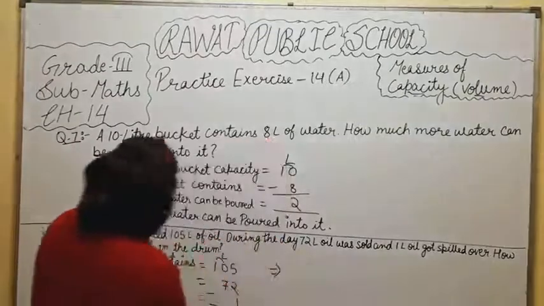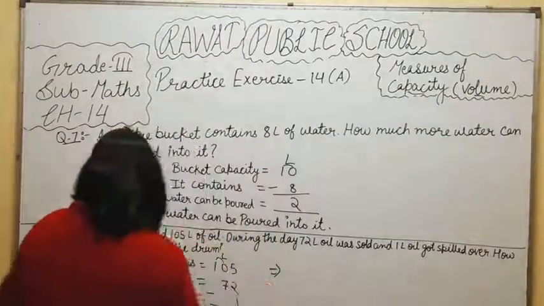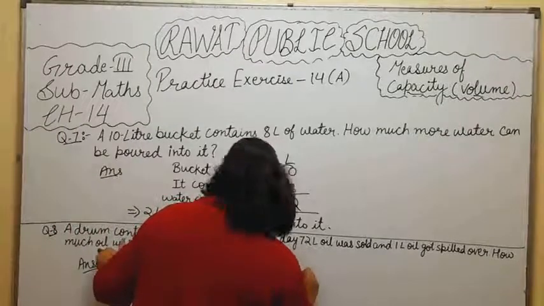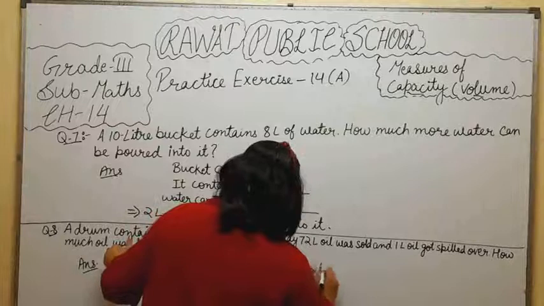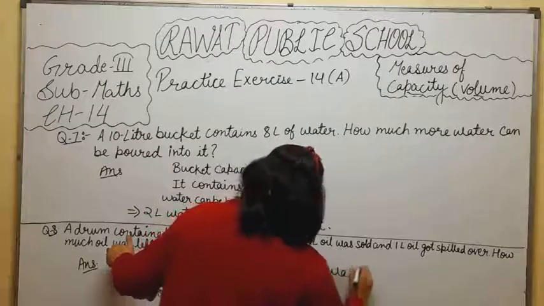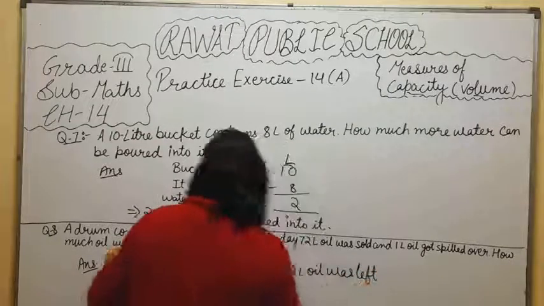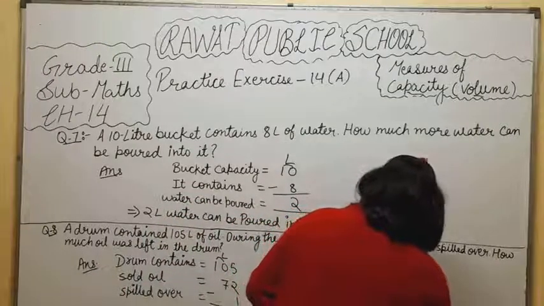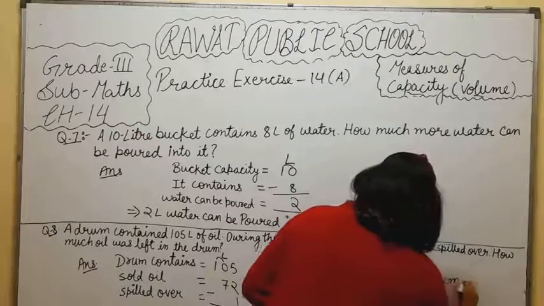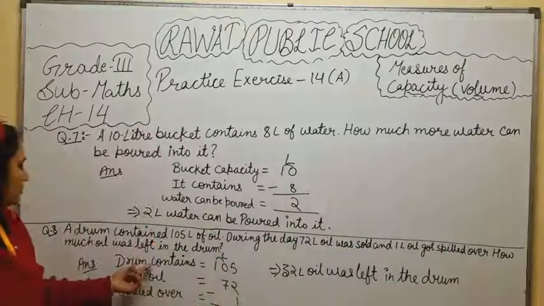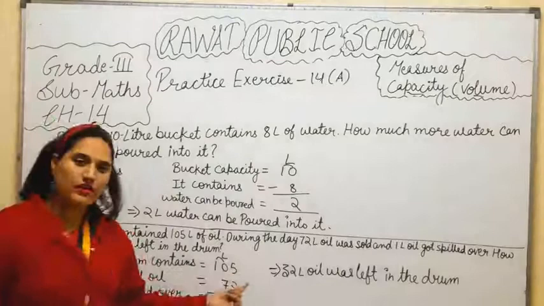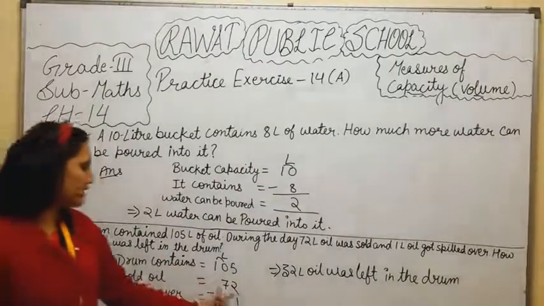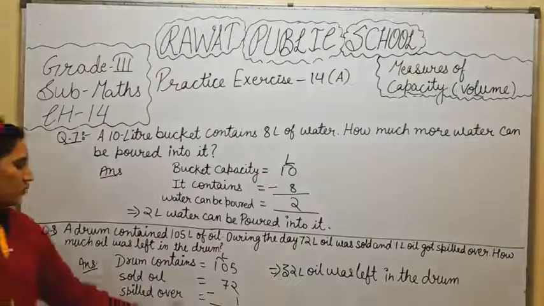I don't have space here, but I will write it here. 32 liters oil was left in the drum. What we have to do? Drum contains 105 liters, sold oil 72 liters and spilled over 1.